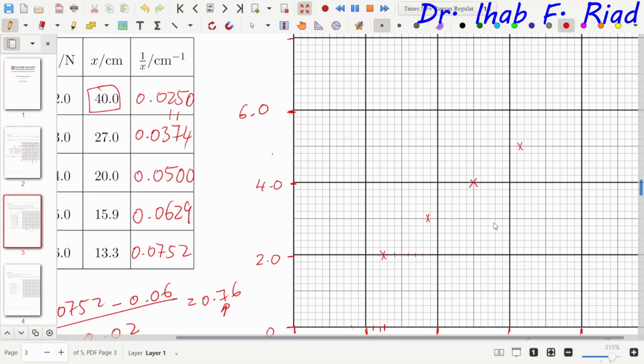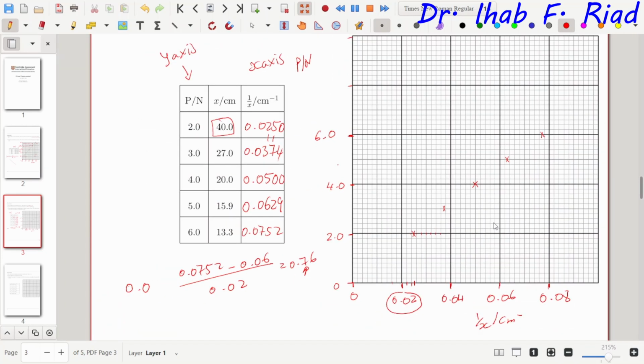Where is the 6 mark? It is over here on the y-axis. Then we start counting: 1, 2, 3, 4, 5, 6, 7. Okay, and this is 8. So it is between the 7 mark and the 8 mark. It is closer to the 8 mark than to the 7 mark. Okay. So here are the data points.